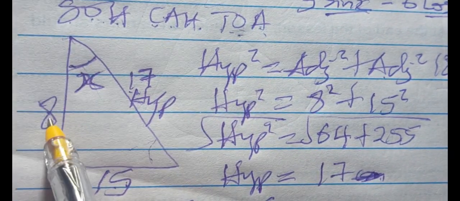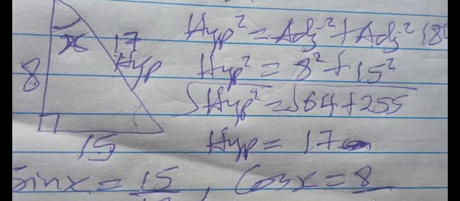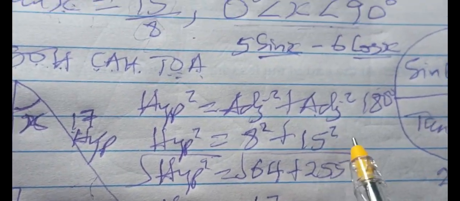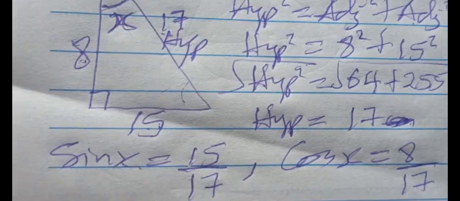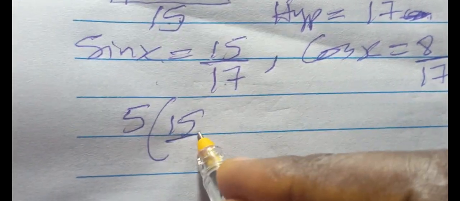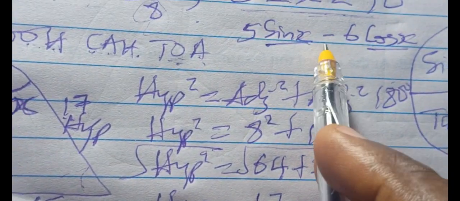So this place is our adjacent now, and this is our hypotenuse, 17. Right. Now, the question says we should find 5 sine x. So it means we are going to write 5 instead of sine x. We insert this 15 over 17. Okay. What do we have here?